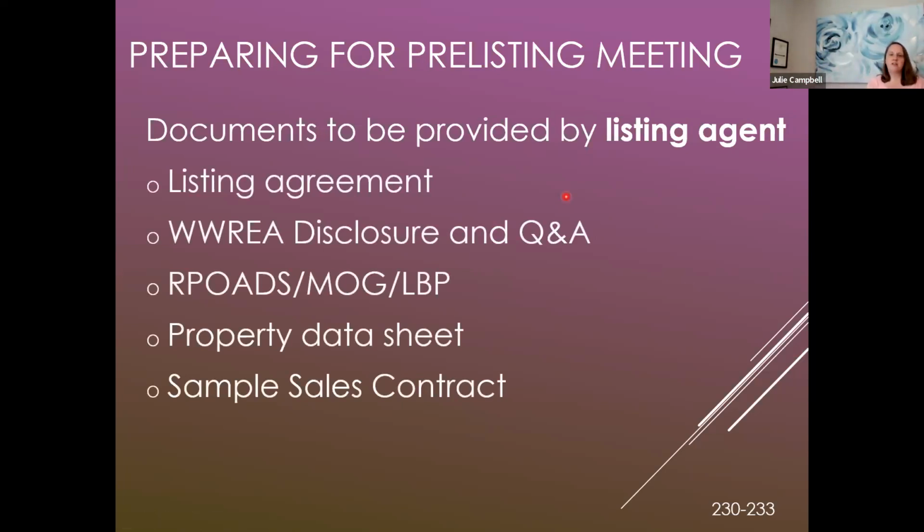So again, we want to have our listing agreement ready in case they say, where do I sign? Also, doing our working with real estate agents disclosure and the Q&A brochure. Remember, there's no set time for first substantial contact. So a seller calls you and says, I want to talk to you about listing my house. Can you come over at 10 o'clock on Monday morning? And you say, sounds good. What's the address? They say 123 Main Street. You say, awesome, I'll see you then.